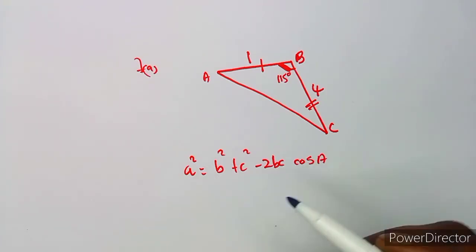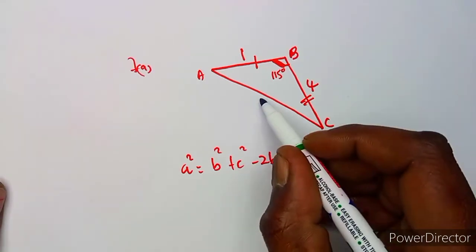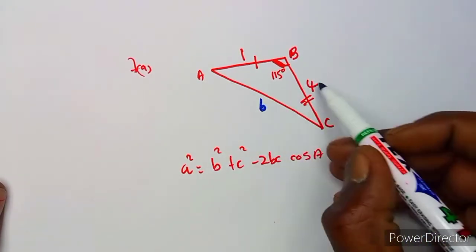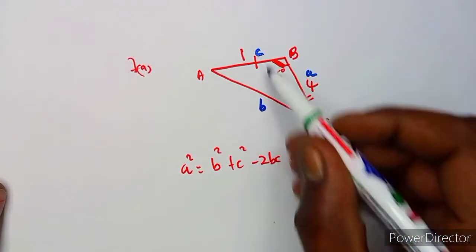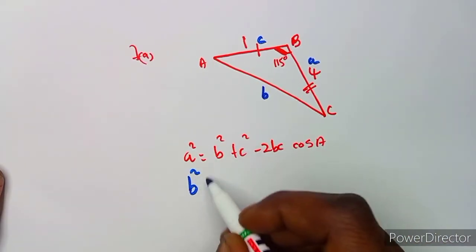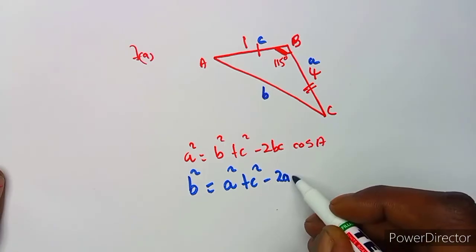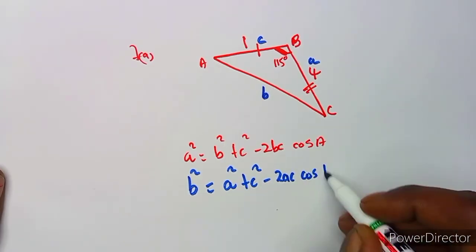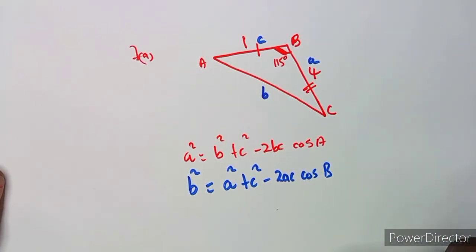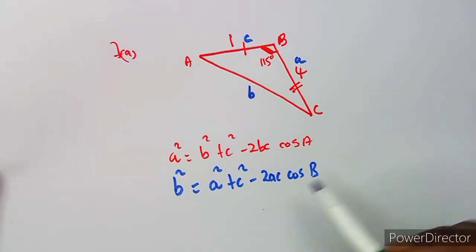Let us write it in terms of b. So which means in terms of b, this is your b here, this is your a, and this is your c. So this b squared is equal to a squared plus c squared minus 2ac cos what? Cos B, which is actually just one and the same thing, guys. Okay, so what are we going to do? We have to substitute now.